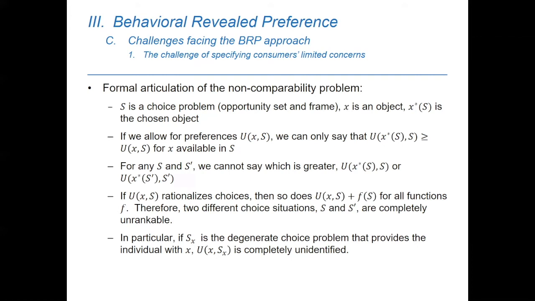So if the planner is choosing between giving the consumer x, which actually means the consumer gets x along with S sub x, and the alternative is to give the consumer y, which means that the consumer actually gets y and S sub y, well, there's just no way to compare x coupled with S sub x with y coupled with S sub y.